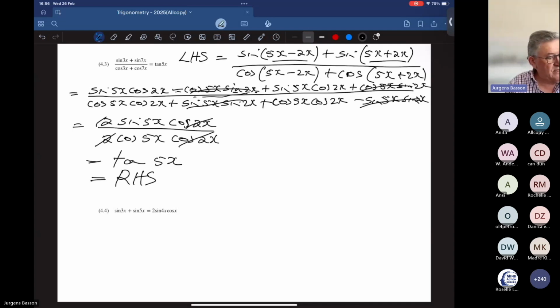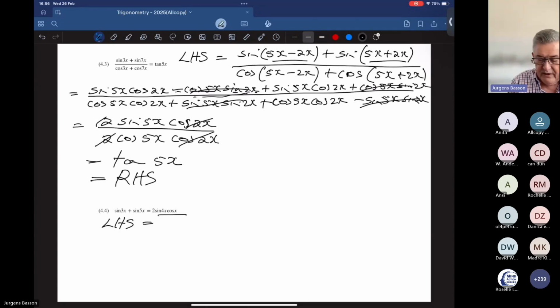So if we look at this one, it is much easier. I was supposed to swap the 2 around. I only realized later. But this one, quite easy. I think all of you will be able to do it. The question is, which 2 angles are you going to use to get 3x and 5x? And I think it's quite obvious.